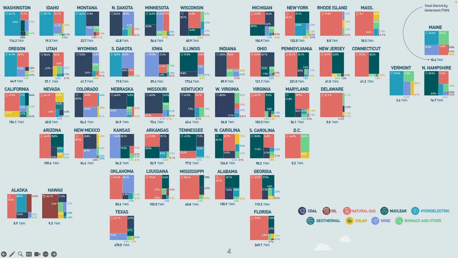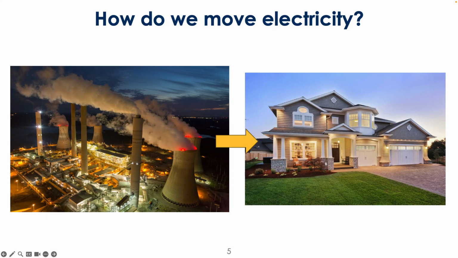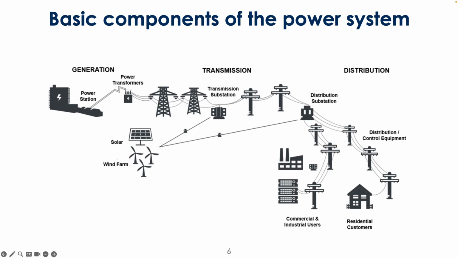Okay, great. And so tying back into this, the question of the day is, how do we move the electricity from a giant power plant where it's produced to where we end up using it? So our three main components of our power system are generation, transmission, and distribution. We've talked about all the main generation types over the last 2 weeks. And today we'll be focusing just on transmission.